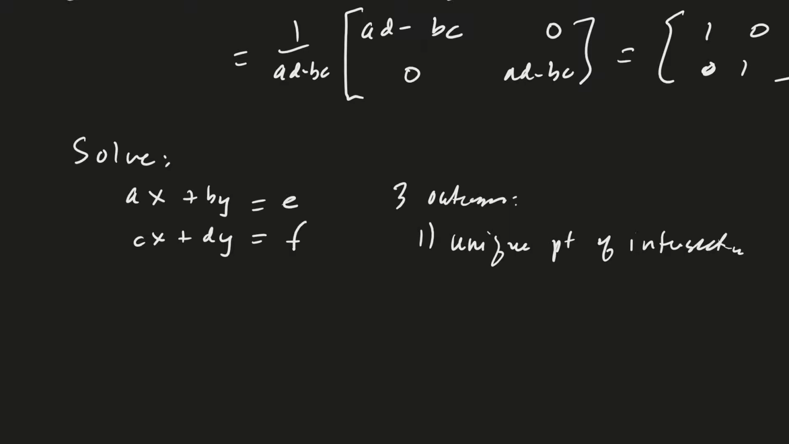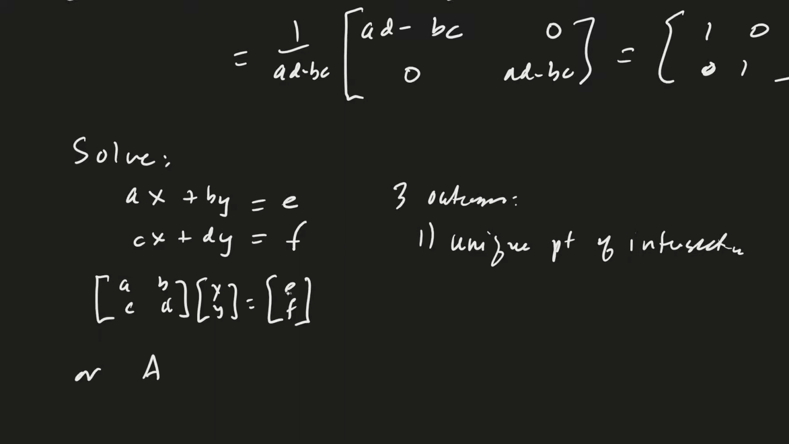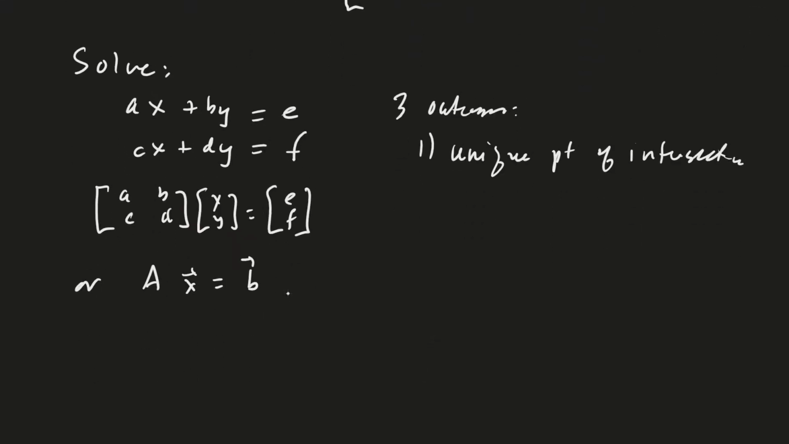Okay, and so to solve for that, there are several ways. We already know Cramer's rule. You could also use the matrix inverse, because this is matrix A times the vector (x, y) equals (e, f). Or you could say A times vector x equals vector b. And so if you look at it this way, you can multiply both sides by A inverse. And so then x is equal to A inverse times b.